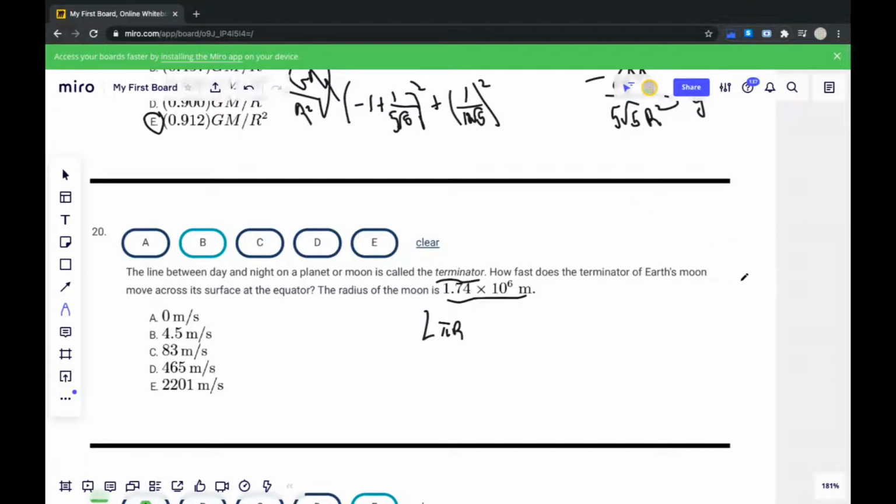But 1 day on the moon is not 1 day on Earth. It's going to be actually around 1 month, which is around exactly 28 days. So it's going to be 28 days. And now we can just plug in r into this equation right here, and we can solve for the velocity. So this is our velocity. It's just distance over time. And if we simplify this, we get that it's equal to 4.5 meters per second.